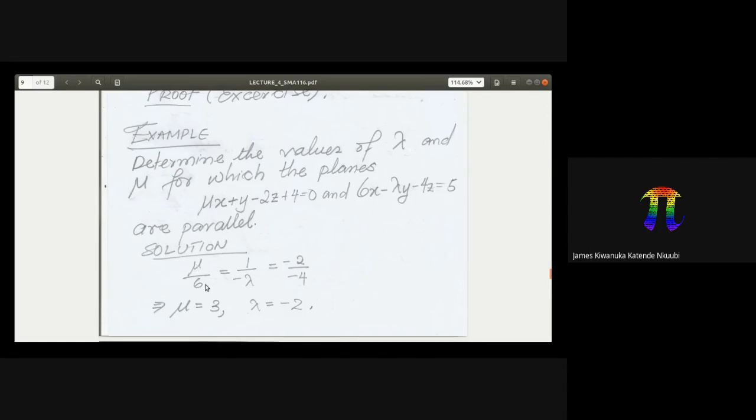So this is mu over 6. If you compare the ratios, if they are parallel, then mu over 6 should be equal to 1 over minus lambda, and also equal to minus 2 over minus 4. The one on the right can be fully computed. This is the same as a half. Then you can use that to find lambda and mu. You'll find that lambda is equal to minus 2 and mu is equal to 3. When those two values are put back into the equation, the two planes will be parallel.